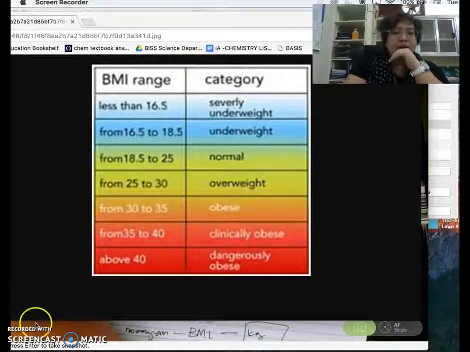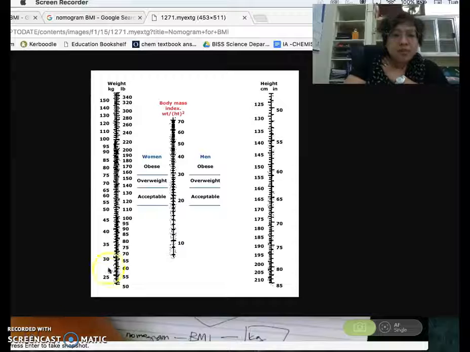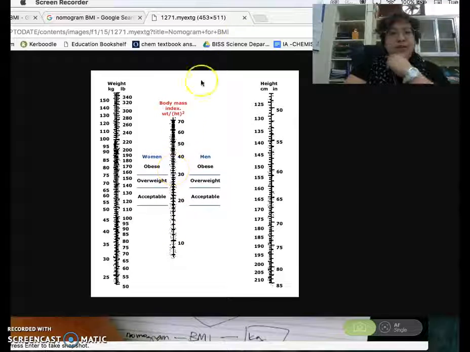Let's look at a nomogram. Okay, this is a Google image of a nomogram. So you look for your weight here in kilograms, and your height. Then you can use a ruler to connect your weight to your height, and then look at the number where it intersects this BMI index right here to get the value for your BMI. Alright, so that's all for Lipids 2.3.